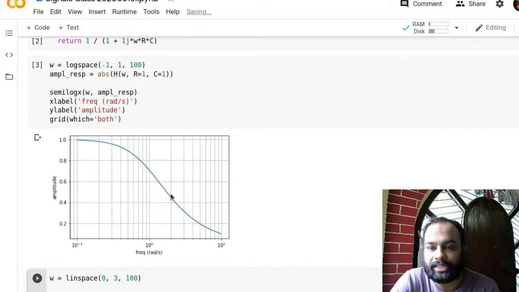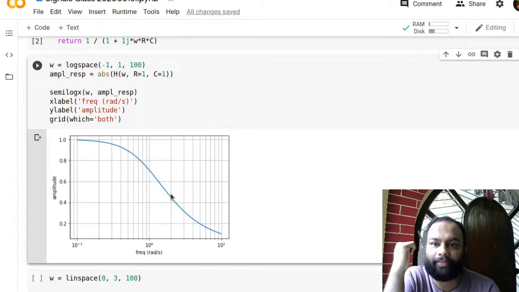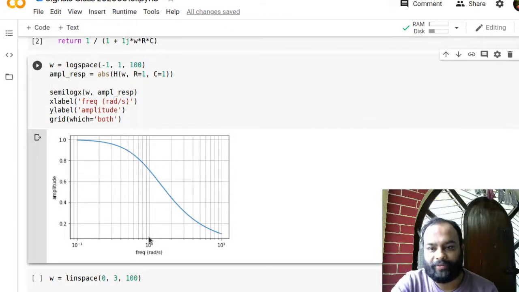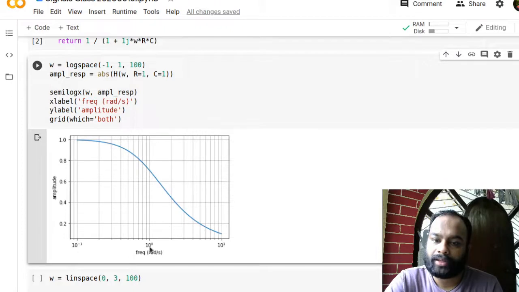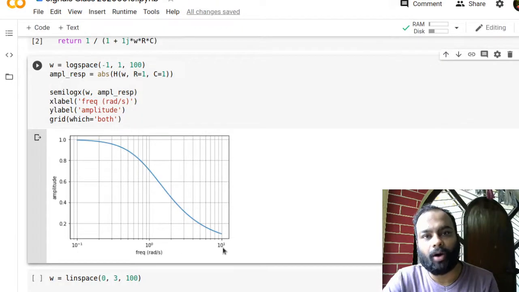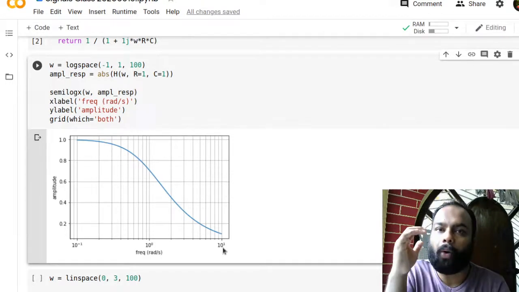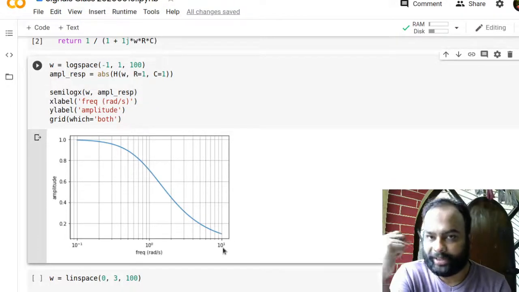Now can you see that we have a logarithmic graph, or rather a semi-logarithmic graph. Look very carefully. The frequency now goes from 10 to the power minus 1 to 10 to the power 1. So what is 10 to the power minus 1? That's 0.1. This is 10 to the power 0, so that's 1. And this is 10 to the power 1, so that's 10. All right. So we now have a semi-logarithmic graph paper to plot our frequency responses.